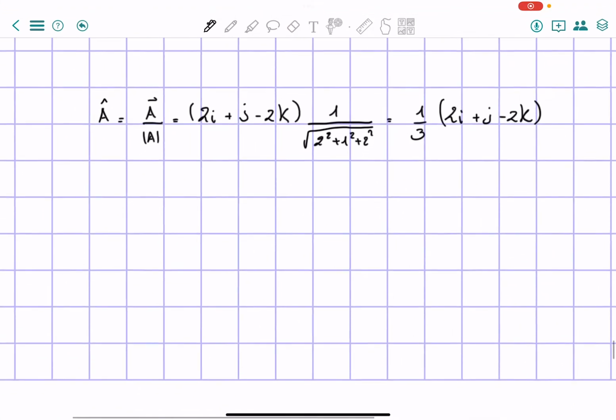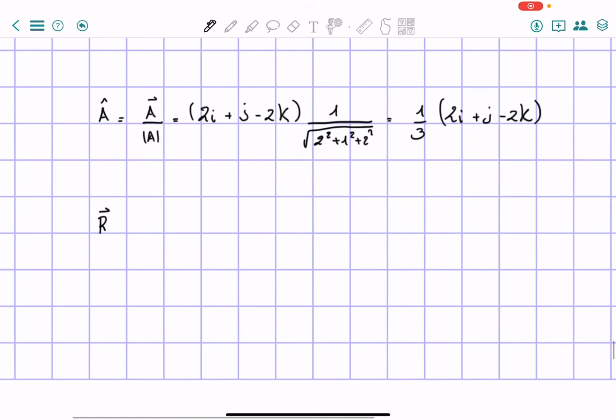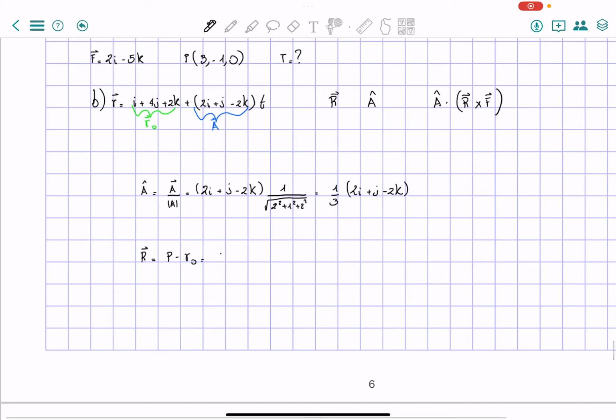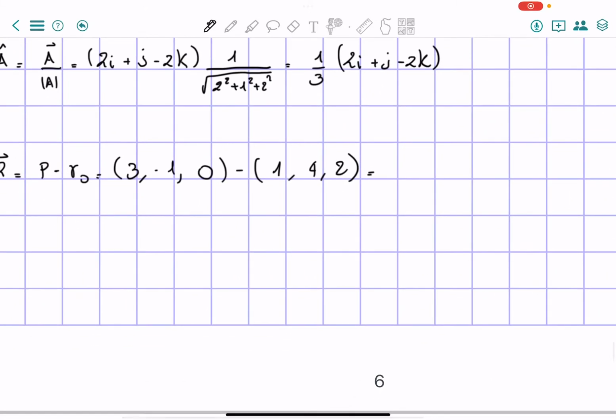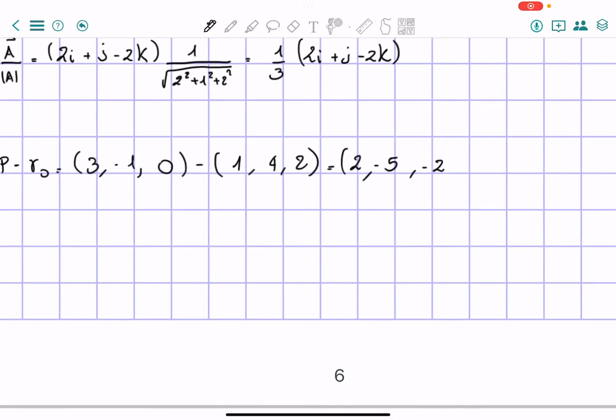Now in order to find our R vector instead, what do we have to do? If you remember correctly, we have to do point P minus R naught. Point P is equal to 3, negative 1, 0, minus R naught, which in our case is 1, 4, 2. So that's going to be equal to 2, negative 5, negative 2. That is our R vector.